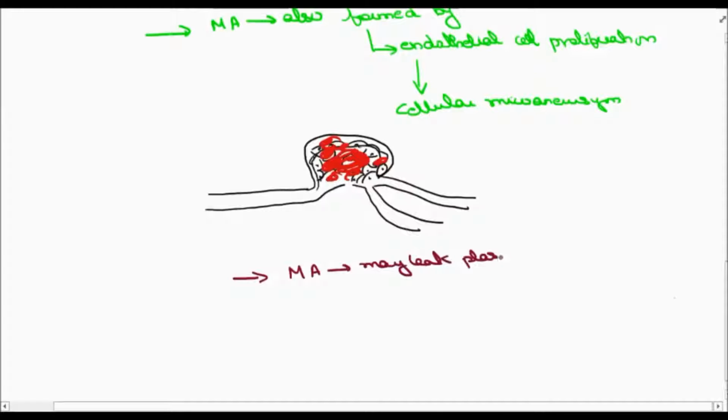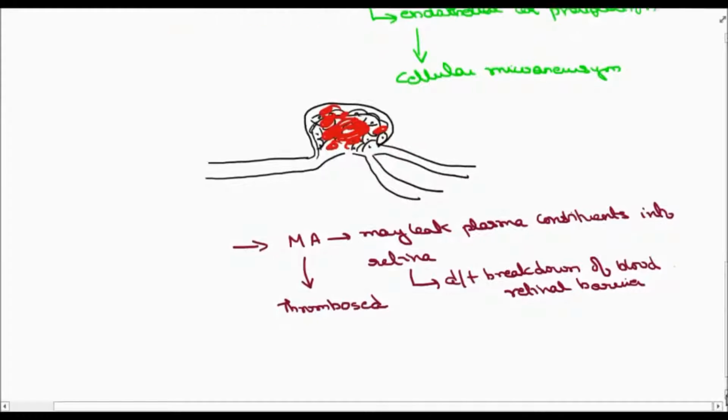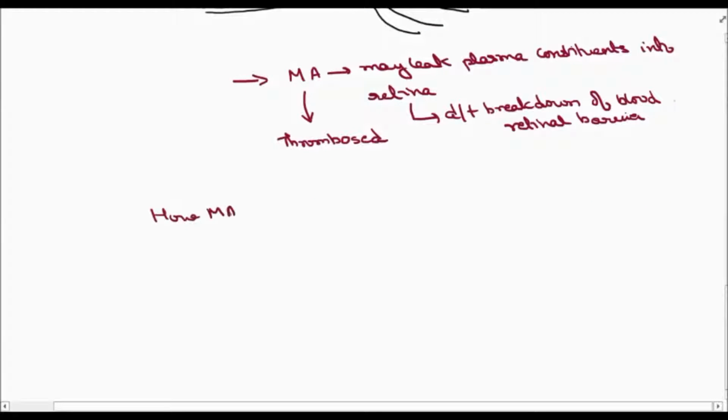The microaneurysms that are formed may also leak plasma constituents into the retina due to the breakdown of the blood retinal barrier. This is very important, and we should look for it. If it is present, this area may also get thrombosed.